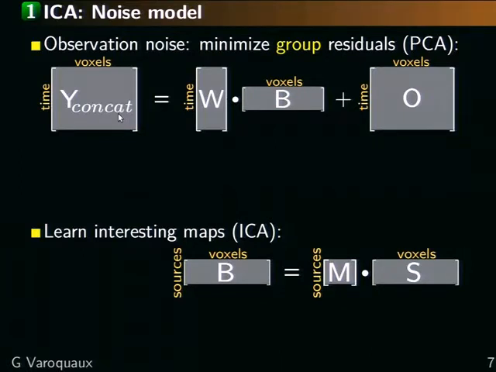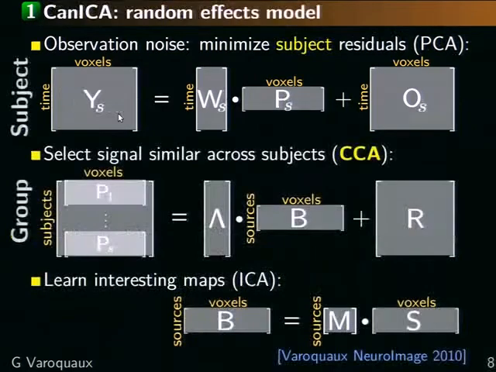So, we were interested in seeing if we can go further than this. If we look a bit at the noise model that's here, what we're doing is taking the concatenated data and just minimizing the residuals, and then afterwards running the ICA on this. The reason we're doing this in two steps is that ICA doesn't really have a noise model.